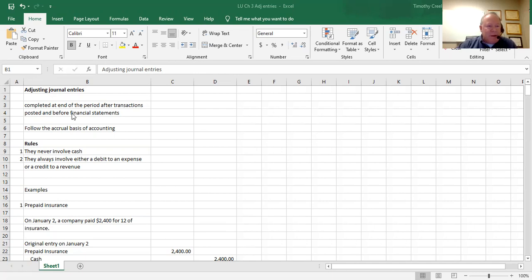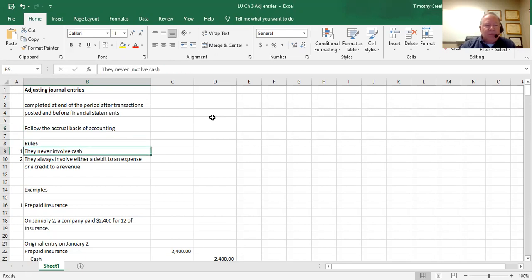adjusting journal entries. Now, adjusting journal entries are completed at the end of the period after all the normal transactions have been posted, but before a company produces their financial statements. Now, they follow the accrual basis of accounting. And a lot of the purpose of the accrual basis of accounting is to recognize the revenues that need to be recognized, and the expenses that need to be recognized before you do your financial statements. So they're setting the expenses and revenues correctly in order to have better financial statements, or a more accurate financial picture of the performance of the company.